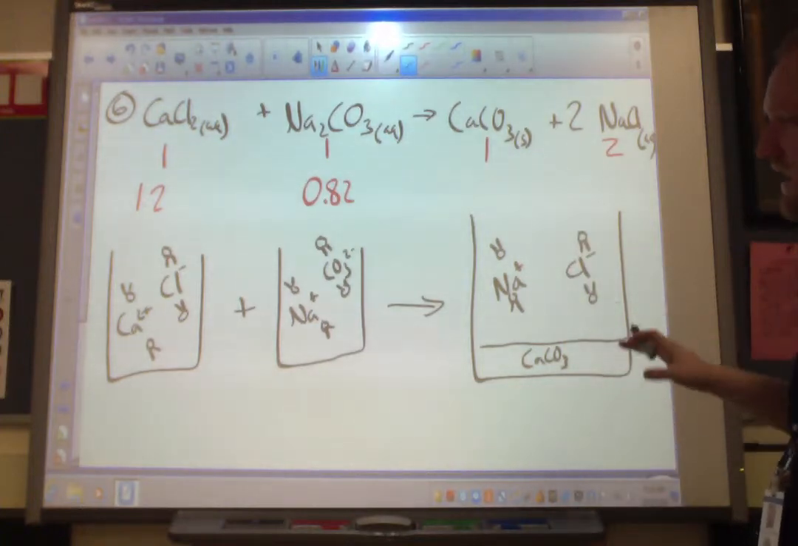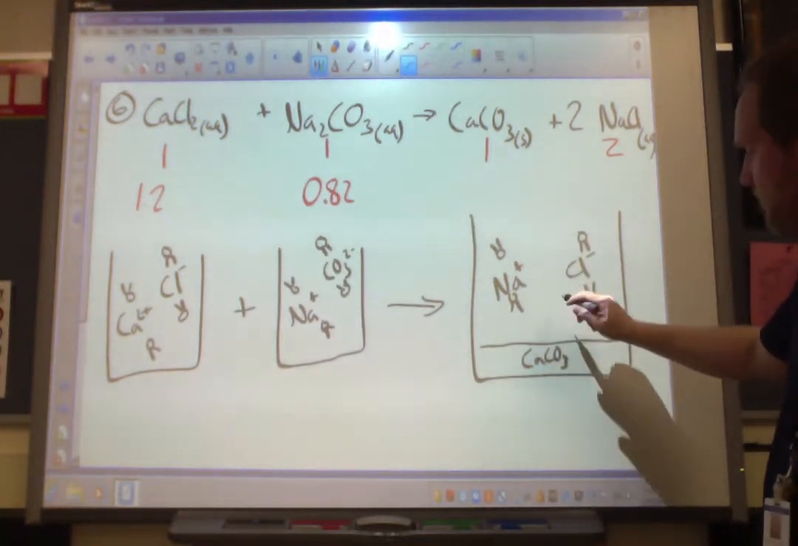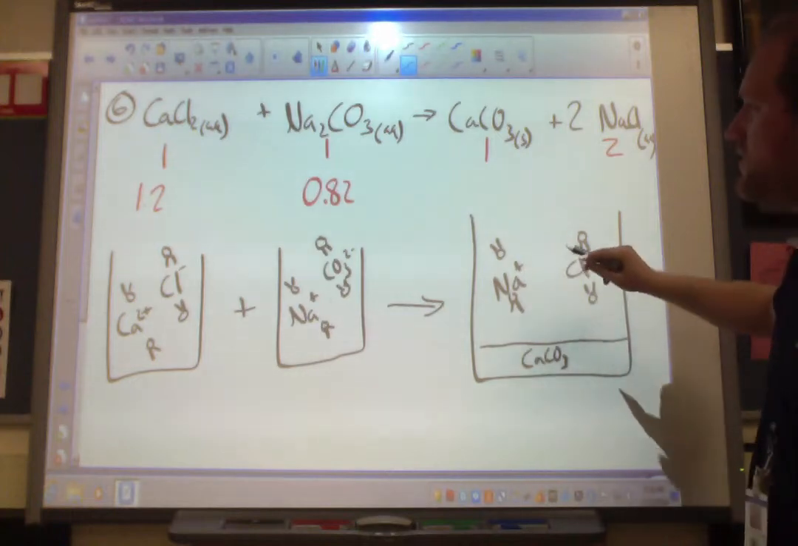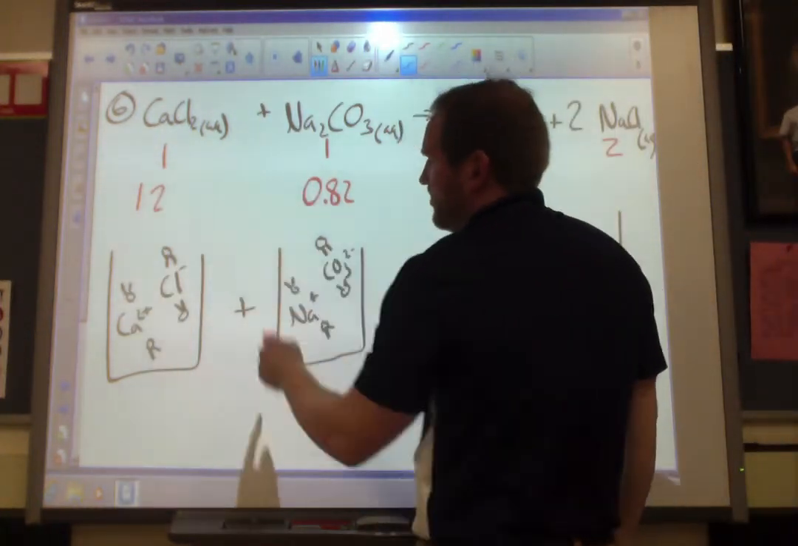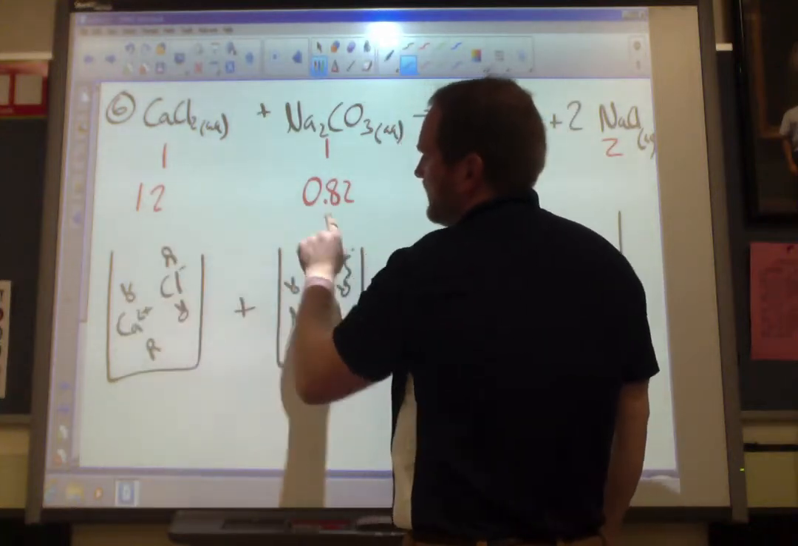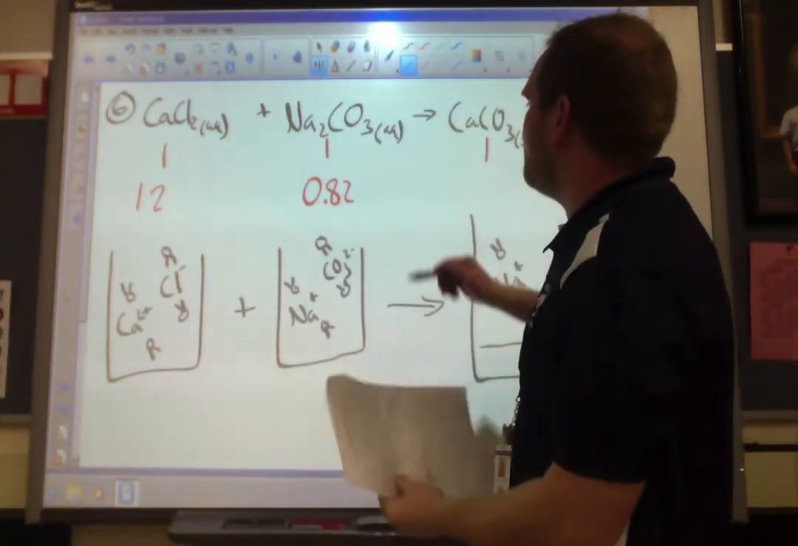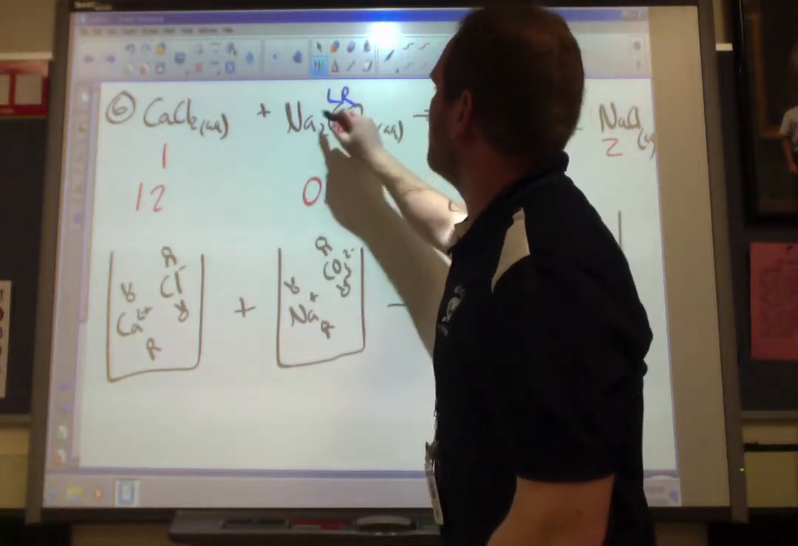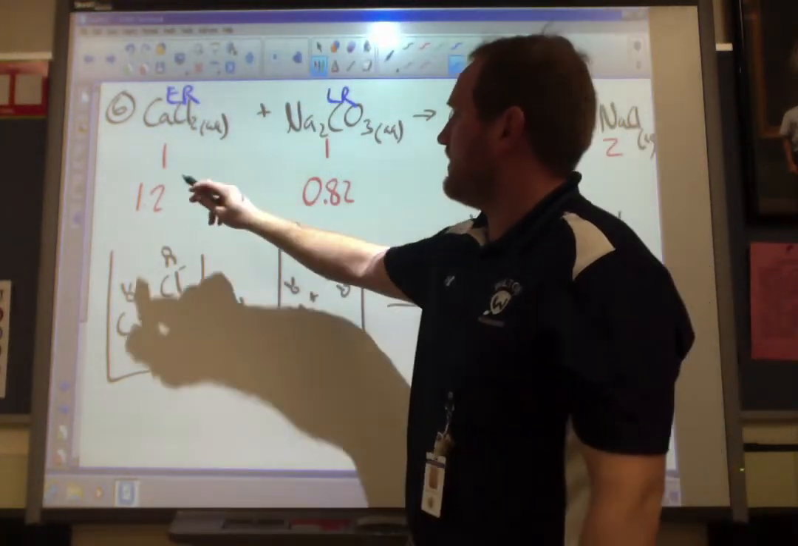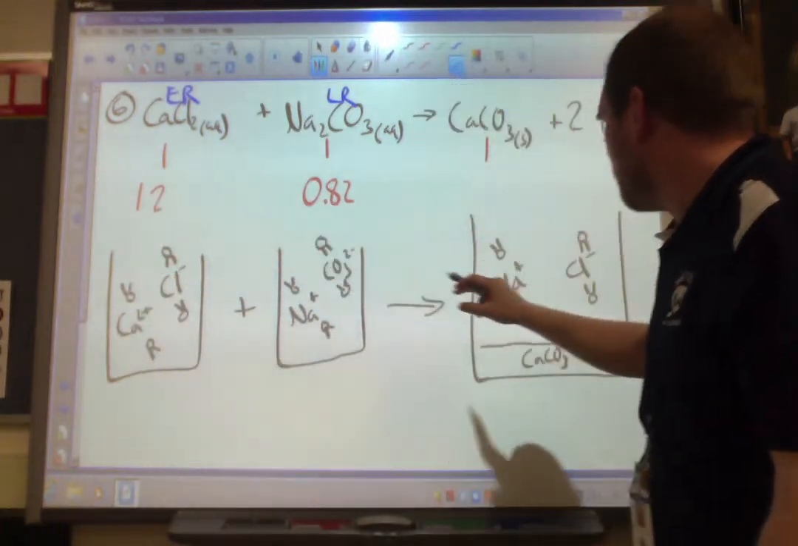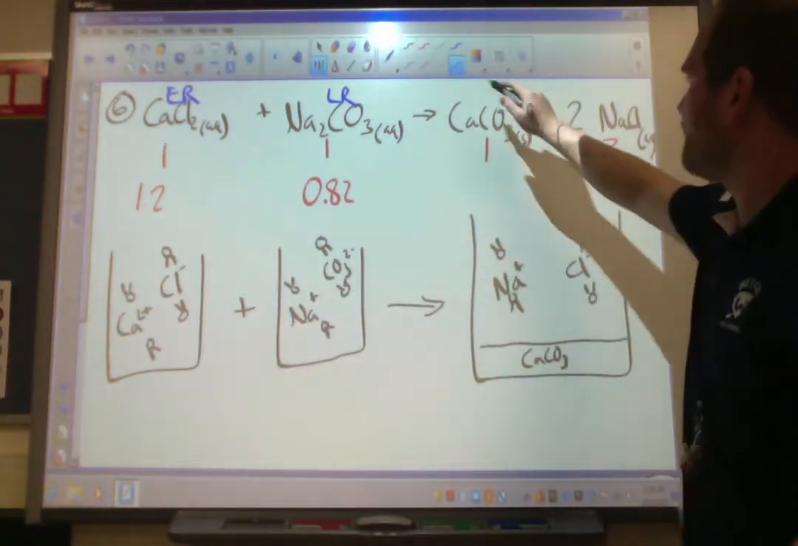But we're not done yet. We also have to include the excess reactant floating around. So this one's pretty easy. We can see, since we have a 1-to-1 ratio, and we had more of this than that, this one is going to be my limiting reactant because it's going to run out first, and this is my excess reactant. So this stuff is going to be left over in what's called the supernatant, which is this.